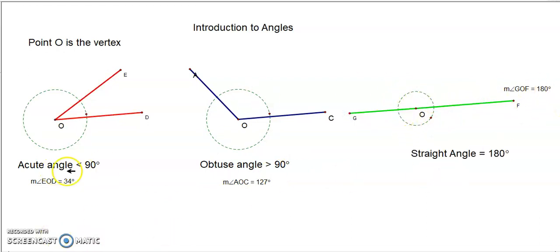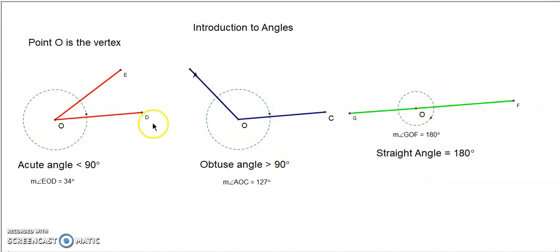So if we just do a quick review, the measure of an angle that's less than 90 degrees, so EOD, and the measure of angle EOD is 34 degrees, so this one would be an acute angle. And if the angle AOC is bigger than 90 degrees, like 127 for example, that's called an obtuse angle. And if the angle is exactly 180 degrees, like angle GOF, and makes a straight line or half a circle, we call that a straight angle.